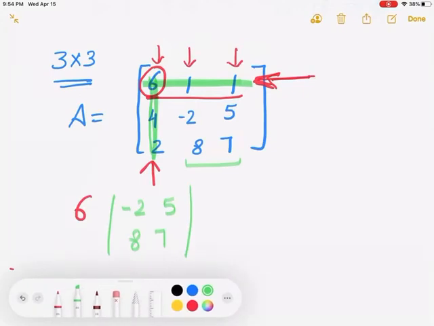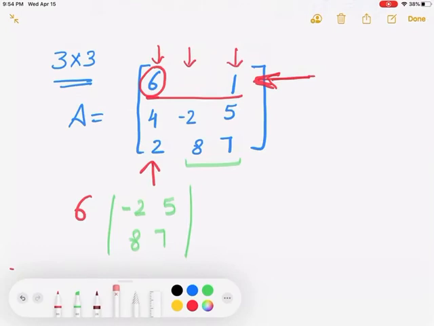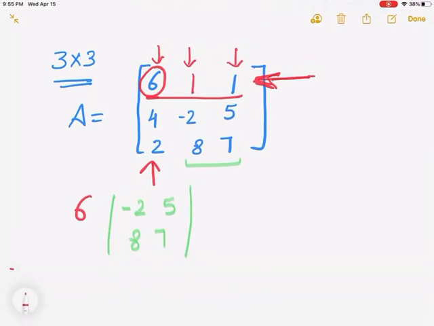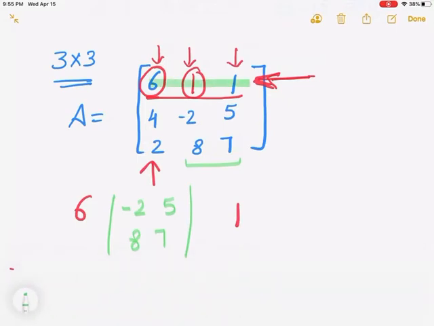Let me just erase this part first. Now I need to deal with the second number, which is 1. If I have 1 here, 1 is going to get multiplied by a 2 by 2 matrix. So you need to cover the row and the column it's in. Let me use a highlighter. If I cover the row and the column it's in, I have a 2 by 2 matrix of 4, 5, 2, and 7. Here you go. I'm halfway through. One more step.